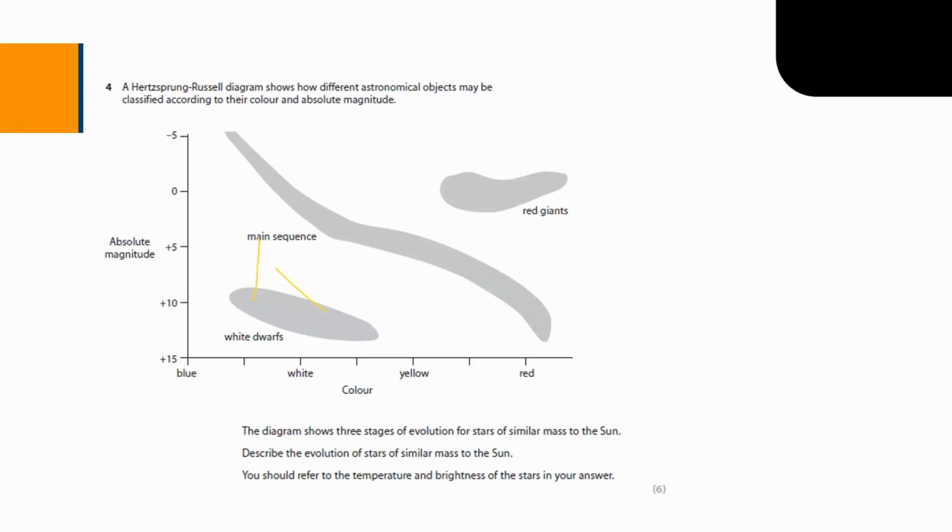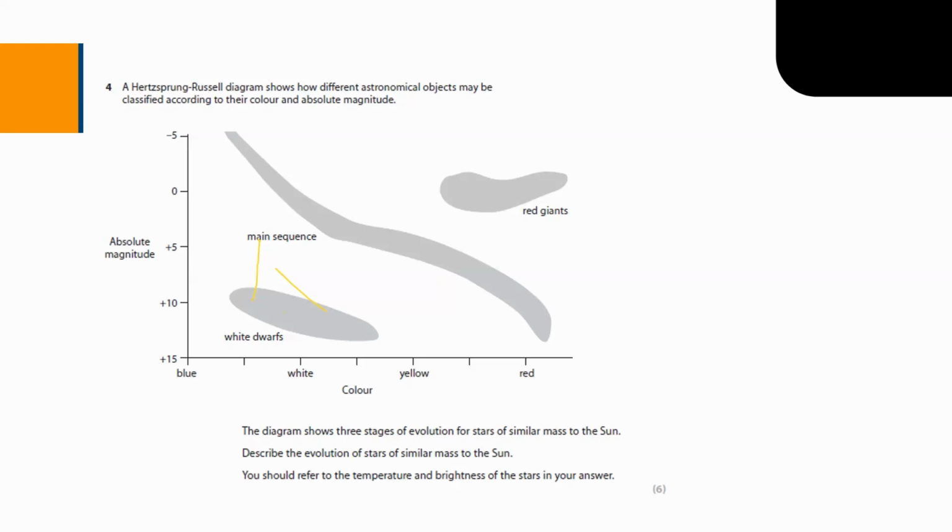So it's one of those Hertzsprung-Russell diagrams, which shows how different astronomical objects may be classified according to their colour and absolute magnitude. If you haven't taught an astrophysics or astronomy topic before, this might look completely unfamiliar to you, but it's part of the specification. Okay, and here's a question within that. The Hertzsprung-Russell diagram shows absolute magnitude against colour for stars in different stages of their evolution, stars of similar mass to the sun. And the question says, describe the evolution of stars of similar mass to the sun.